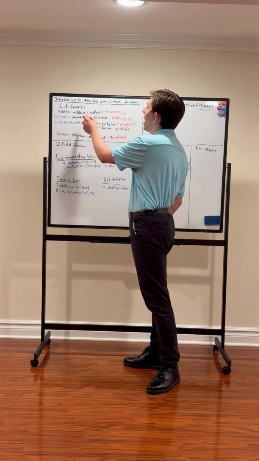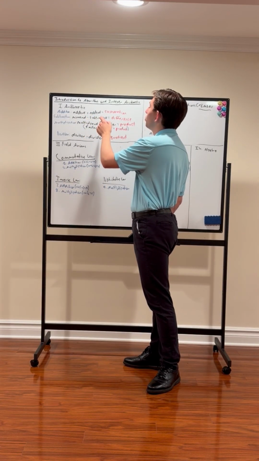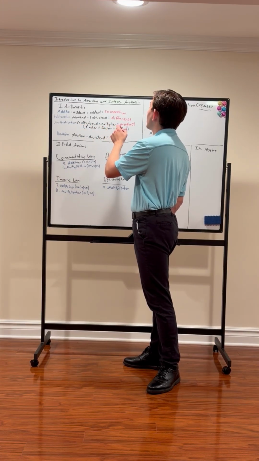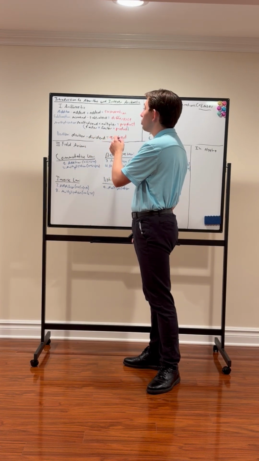Addition, composed of addend plus addend equals summation. Subtraction, minuend minus subtrahend equals difference. Multiplication, multiplicand times multiplier equals product, or factor times factor equals product. And division, divisor divided by dividend equals quotient.